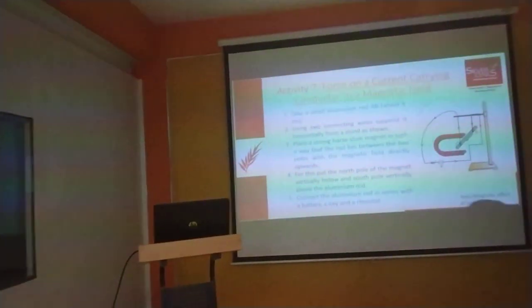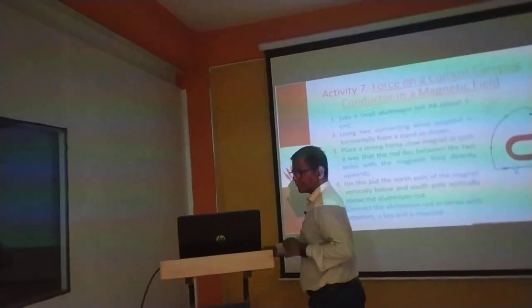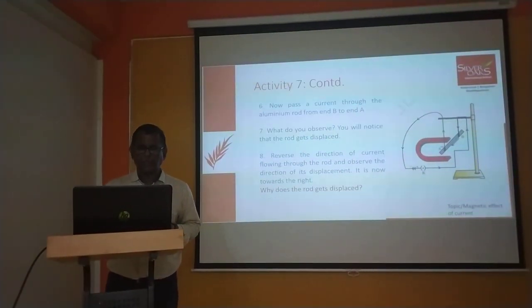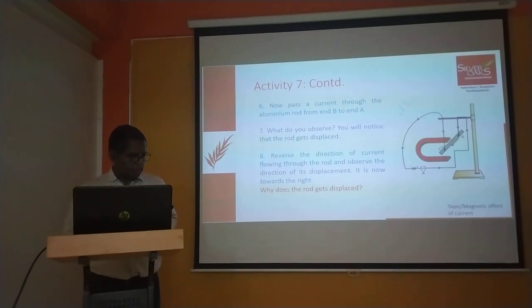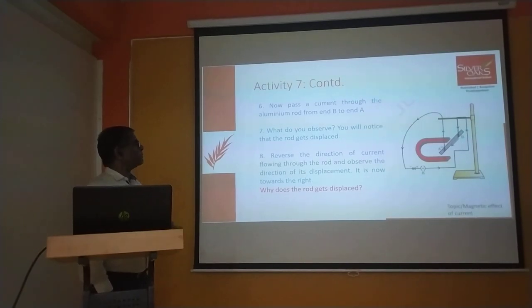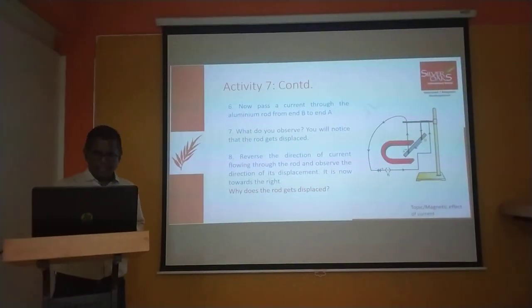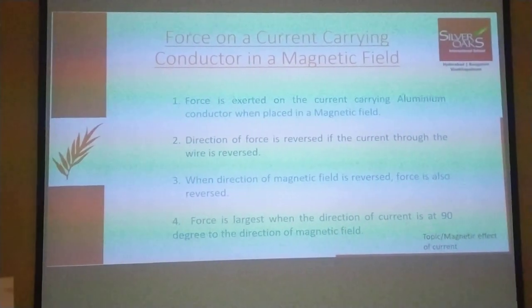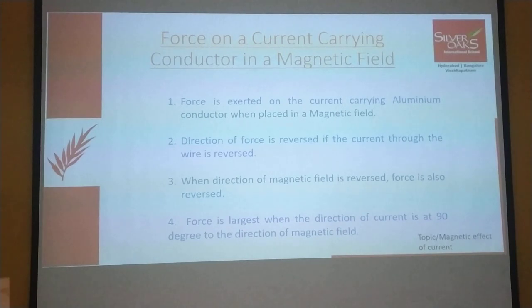Let us summarize today's activity, what we have done. Why does the rod get displaced? What is the reason? The reason is that a force is exerted on the current carrying aluminum conductor when placed in a magnetic field, and the direction of the force is reversed if the current through the wire is reversed. When the direction of the magnetic field is reversed, the force is also reversed.